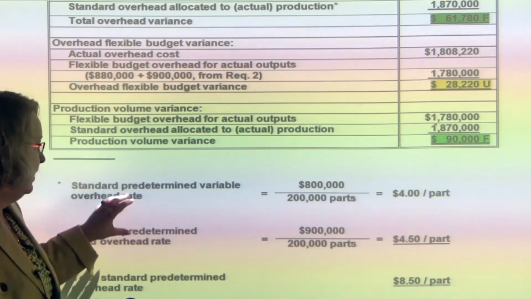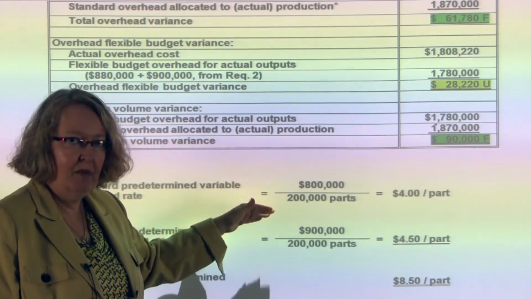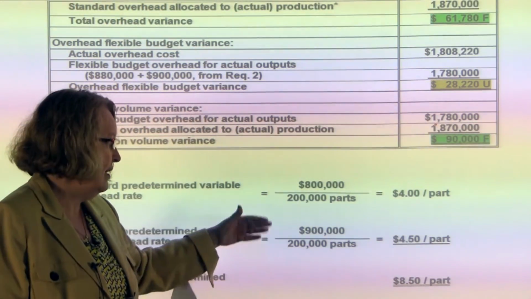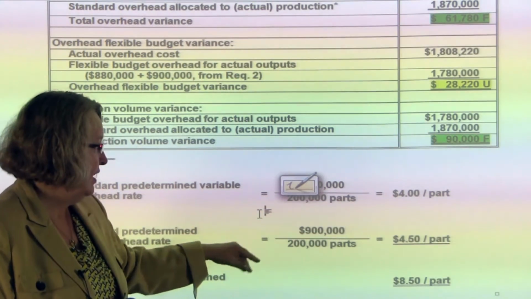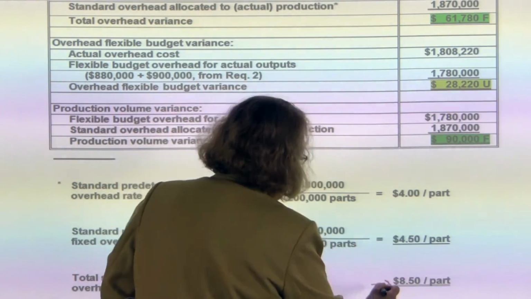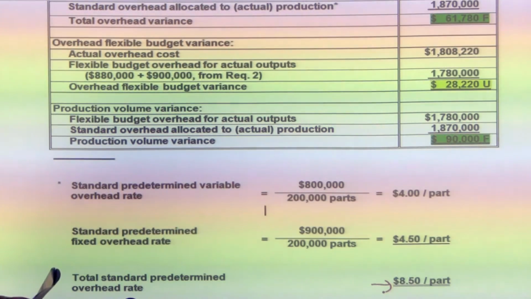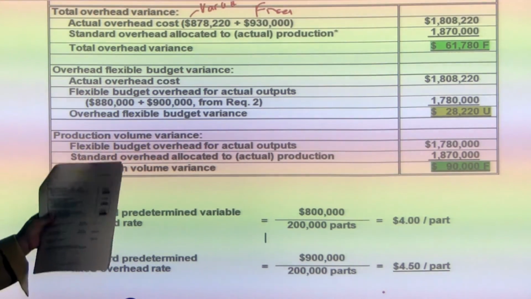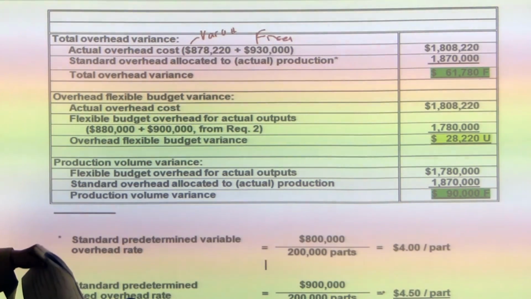So here the predetermined rate is based on, of course, your estimated variable, your estimated fixed, and divide that by your estimated number of parts that you're going to be needing. So you add both of these together and your total is $8.50 per part. So that's where this information comes from, the standard allocated to actual production.